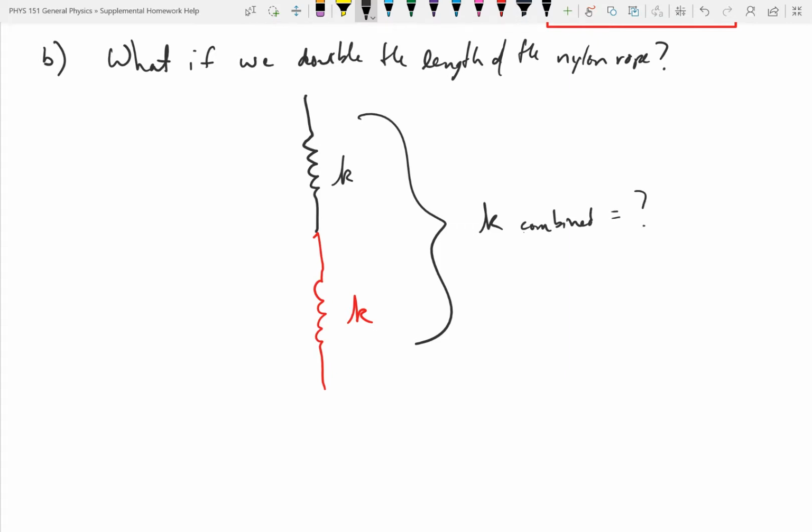Because we have to find that before we can do any more work. So what is the definition of the spring constant? The spring constant is defined by this relationship. Force of the spring is equal to, and I'm just going to put the magnitude, Kx, where x is the amount it's stretched.